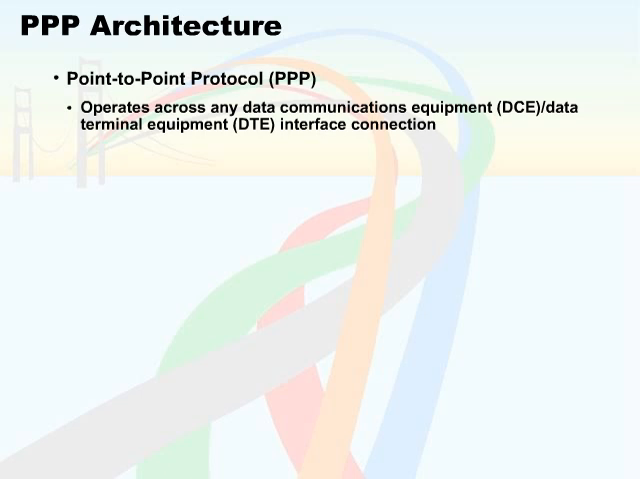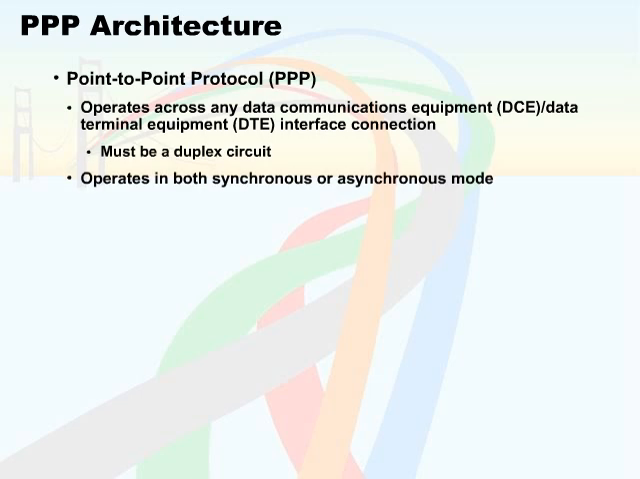One of the nicest things about PPP is that it does operate across any circuit, with the only restriction that it has to be a duplex circuit. It operates in both synchronous and asynchronous mode. So it can be used equally well on dial-up connections or ISDN as it can on a T1 line. The best thing about it, though, is that it does not have any transmission rate limits that would be incurred on other types of line protocols such as HDLC.